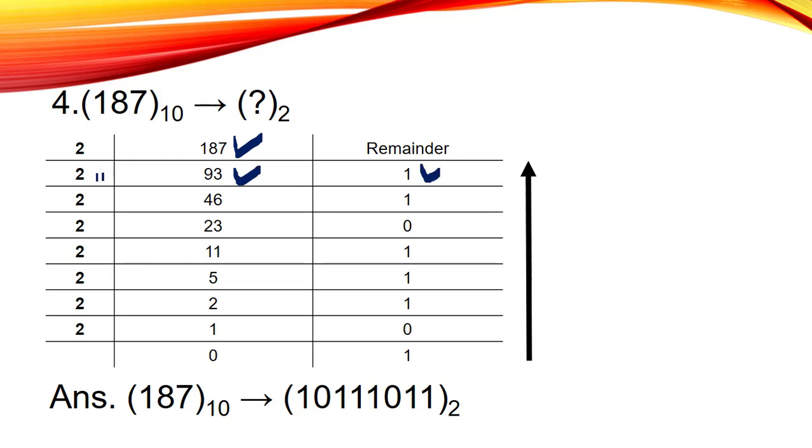Then in the next step, you have to divide this 93 by 2. When you divide this, you will get the result as 46, and a remainder of 1 will be generated. In the next step, again you have to divide this 46 by 2. So the remainder will be 0, and the result of 23 will be generated.